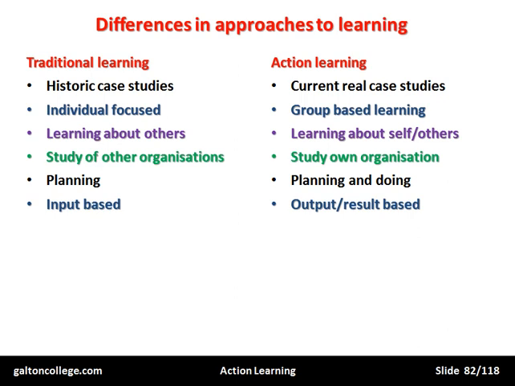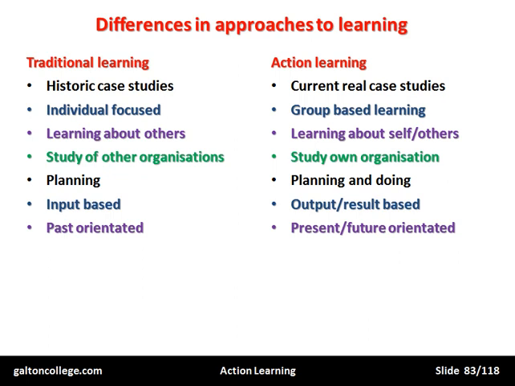Traditional learning is input-based. It's getting inputs and making notes from the inputs. Action learning is output and results-based. The action learning is looking at an issue and solving the issue. It's output-based. It's solving the issue, it's gaining the experience of solving the issue, and then reflecting on the experience and learning from that. So it's output-based.